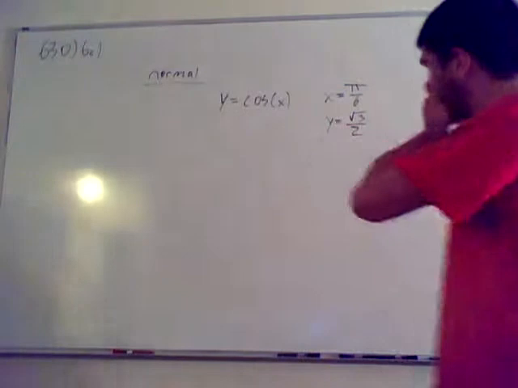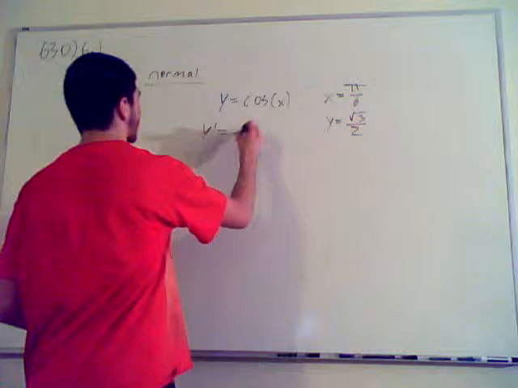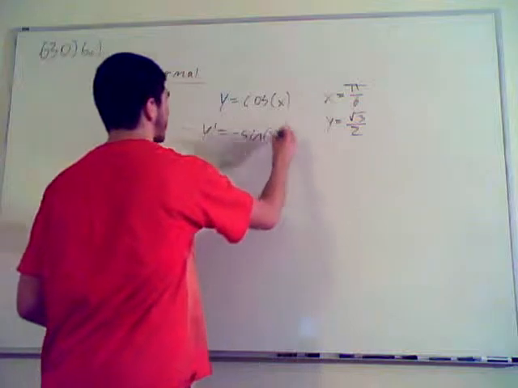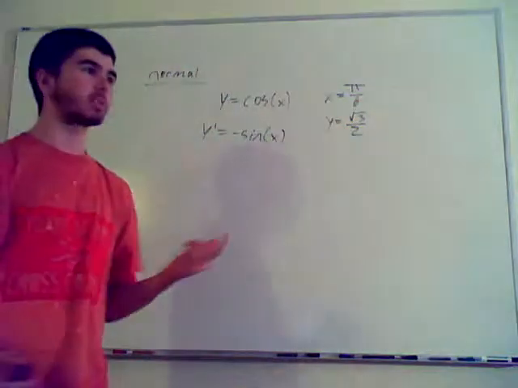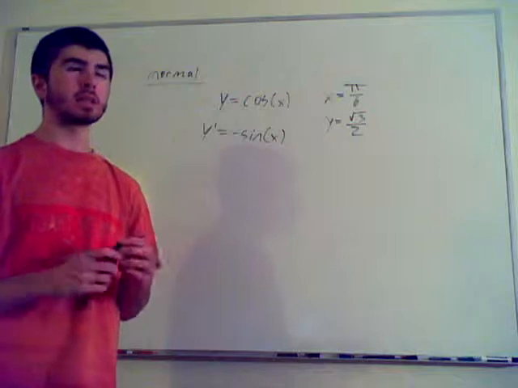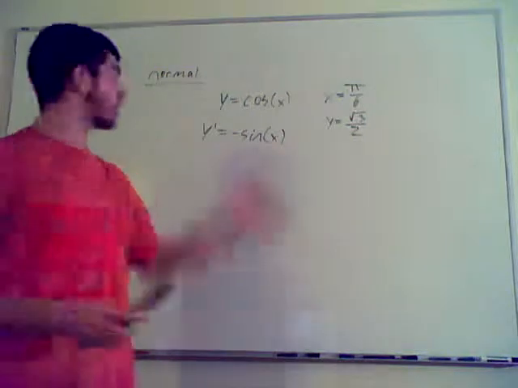Same thing as always: find the slope, take the derivative. y prime equals negative sine of x. That's again just something you have to know. Derivative of sine is cosine. Derivative of cosine is negative sine. Derivative of negative sine is negative cosine. And then negative cosine goes back to sine.